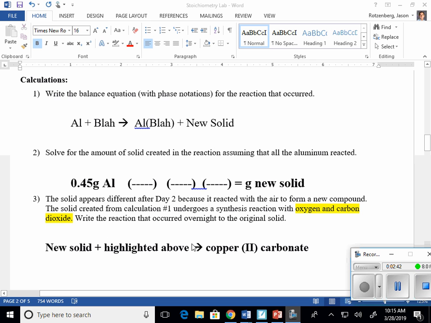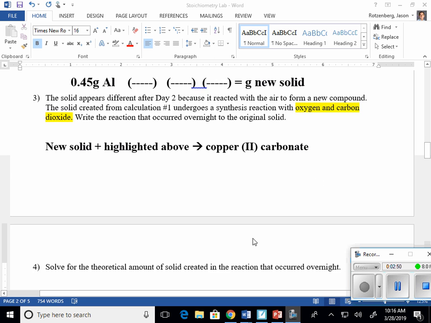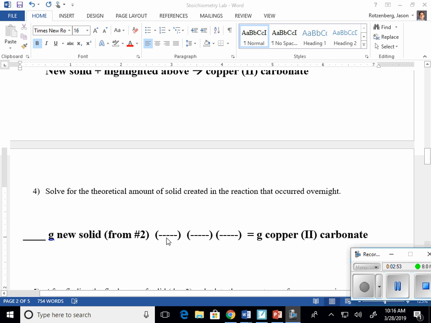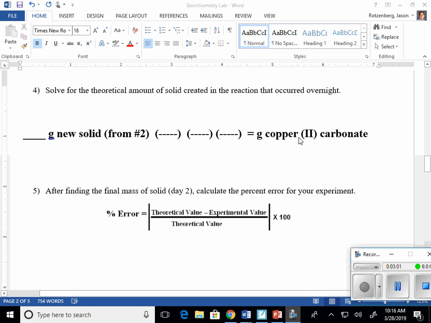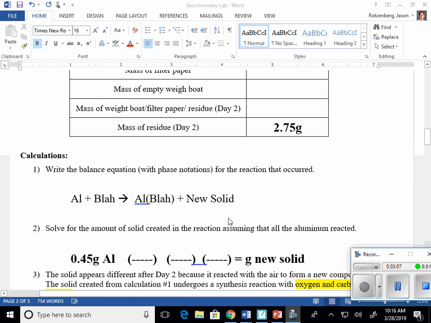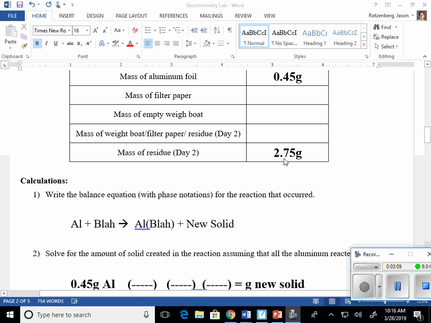Write your second equation. The new solid reacted with the air to make copper 2 carbonate. Take that number from question number 2 and do 3 steps of Stoich to solve for grams of copper 2 carbonate. That's the green solid that you created. Because once you have that, that is what you plug in here for number 5. And lastly, the experimental value is what you measured off your filter paper from day 2.